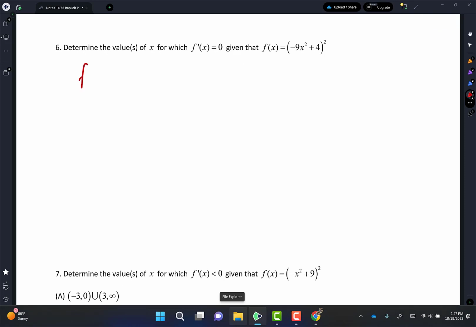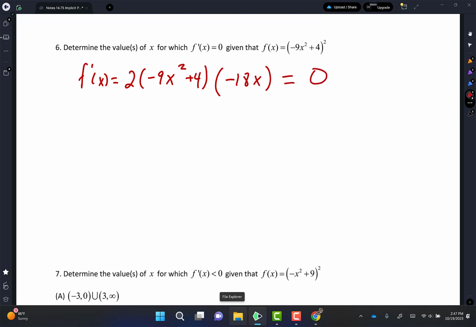So here we go. There's a reason why we're doing this one, because I think it comes out on your quiz. f prime of x is equal to, what do I do first? Outside, 2, leave the inside alone. Negative 9x squared plus 4 to the power what? 1. You can put a 1 or leave it alone. Am I done? No. Times the derivative of the inside. What's the derivative of 9x squared?